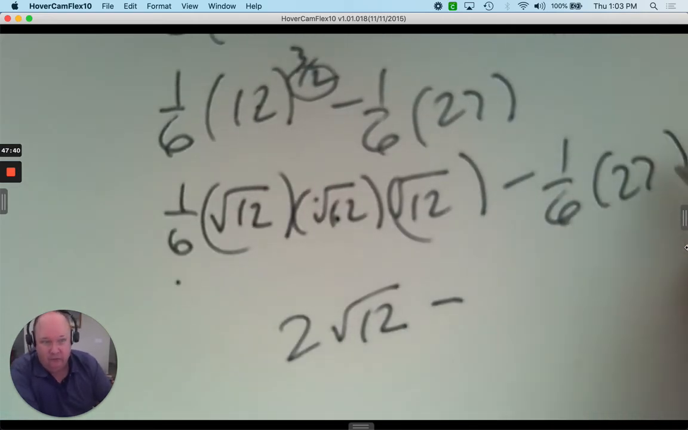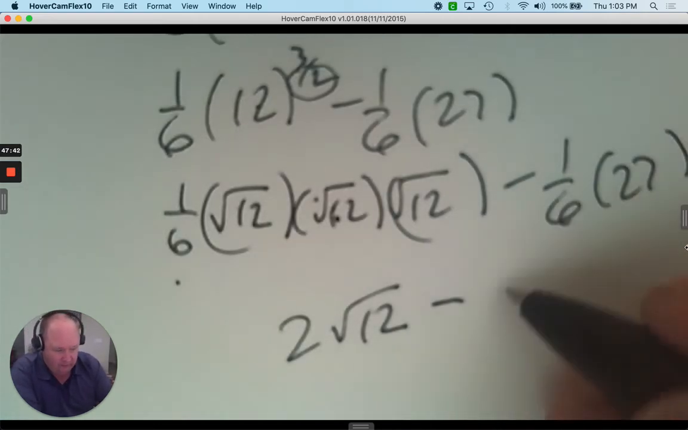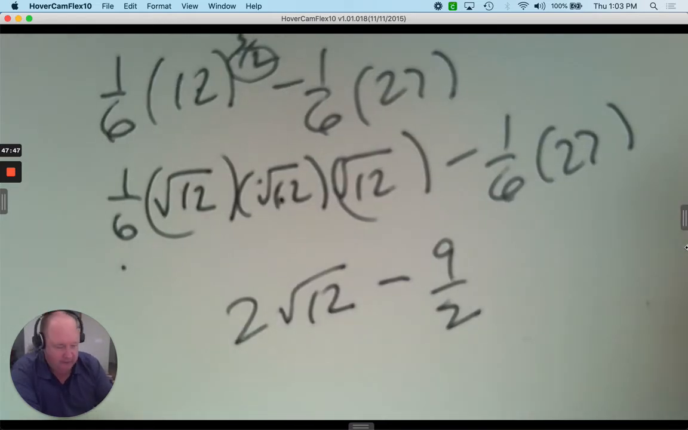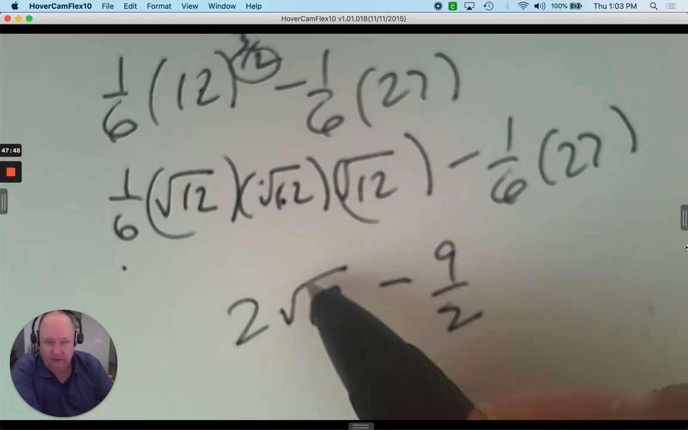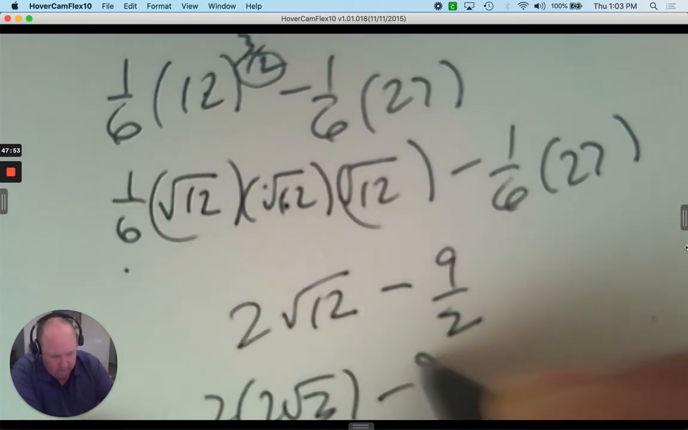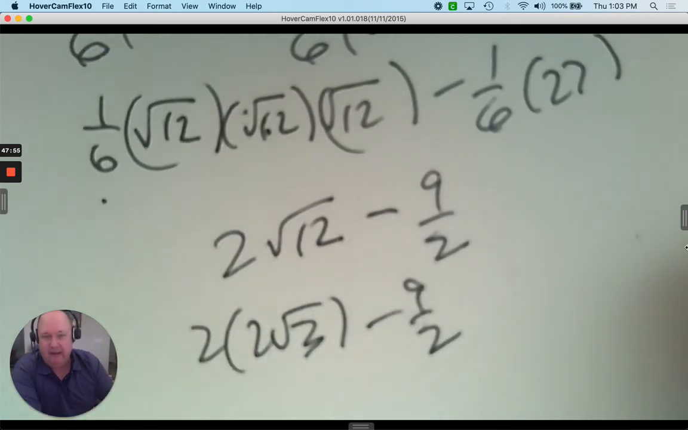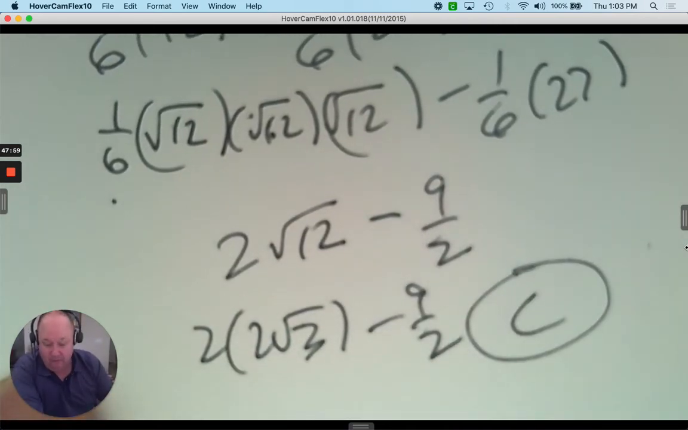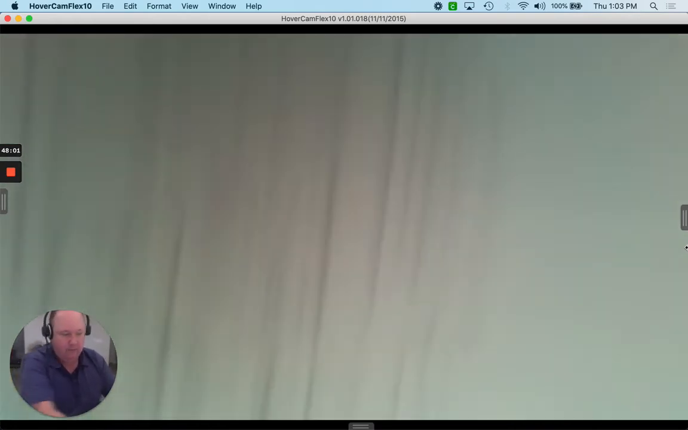6 goes into 27. Well, it's 27 over 6, so it reduces down to 9 over 2. Just divide by 3. And then root 12 is 4 times 3, so it's 2 root 3. So the answer that matches that is C. So number sense at the end. Number 70.